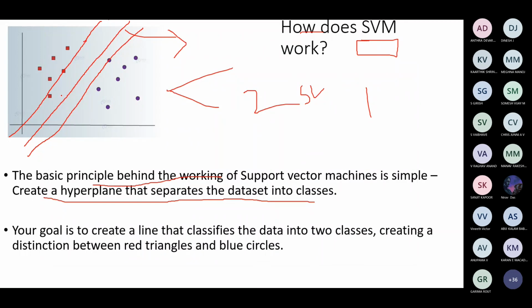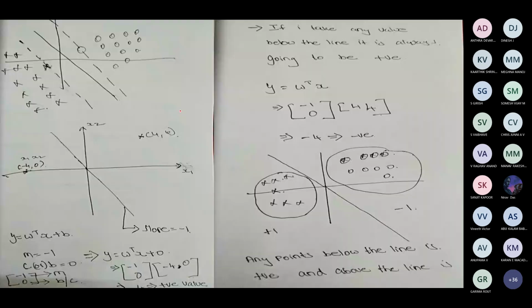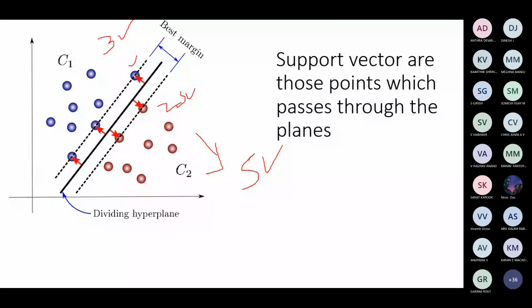So the two particular points on the positive side are passing here, and one on the negative, in total three support vectors. Okay, students, till now is everybody able to understand?